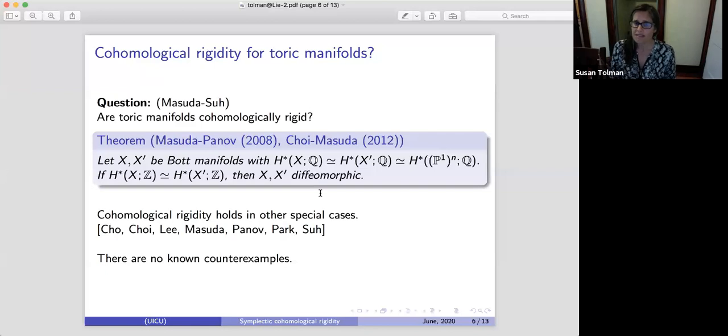And cohomological rigidity also holds in a number of other special cases. This is due to Cho, Choi, Lee, Masuda, Panov, Park, and Su. But all of these are still pretty special cases. There are definitely generalizations of this, but it's usually other Bott manifolds or something called generalized Bott manifolds, which is similar to Bott manifolds, but you allow P^j's instead of P^1's. And the important thing is there are no known counterexamples. So this conjecture still very well might be true.